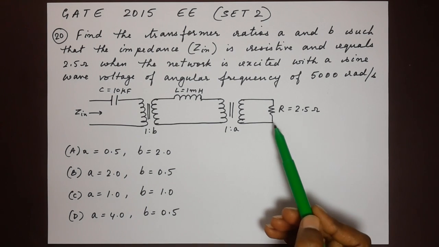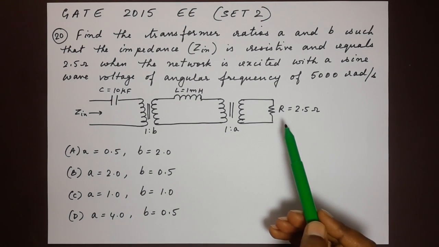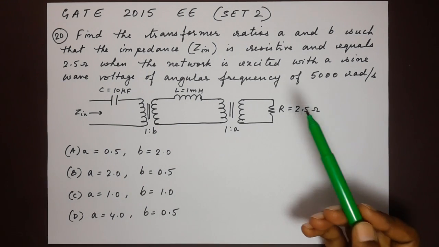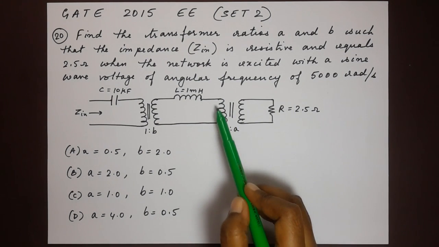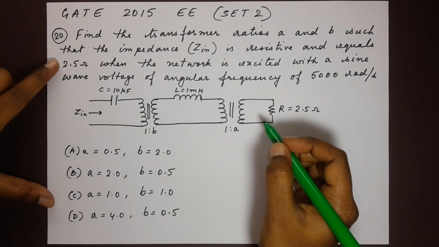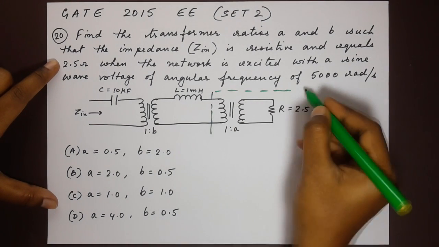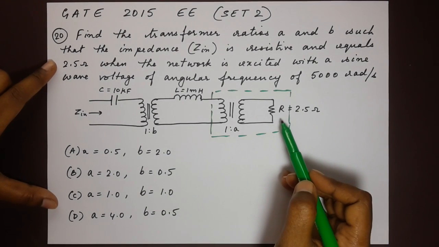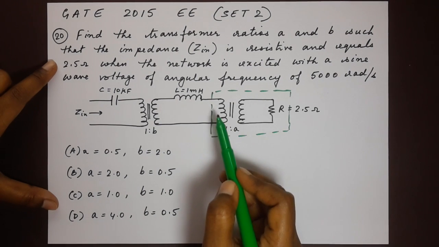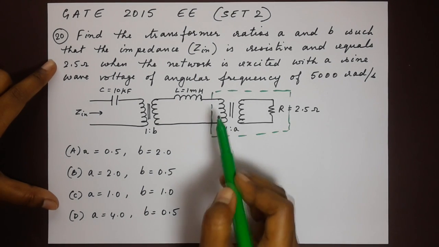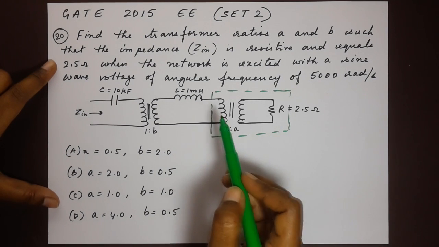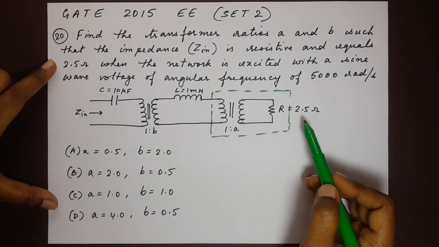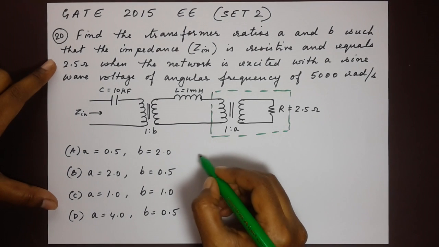Okay, so we will start from the very end on the right side here. Let's assume that the part on the left is the primary side and the part on the right is the secondary side. If we consider just this portion right here, R is on the secondary side and this side here is the primary side. So the first step is to shift the resistance R from the secondary to the primary side.